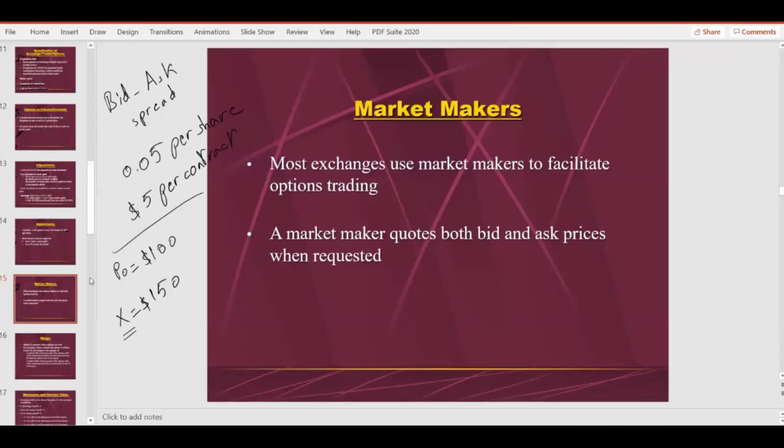For those options, the bid and ask spread is going to be very wide. For example, it can be 0.05, 0.55. So if you want to buy this option, it will cost you $55, which is 0.55 times 100. If you want to sell it, you can sell it for only $5. So as you can see, it's a $50 spread.